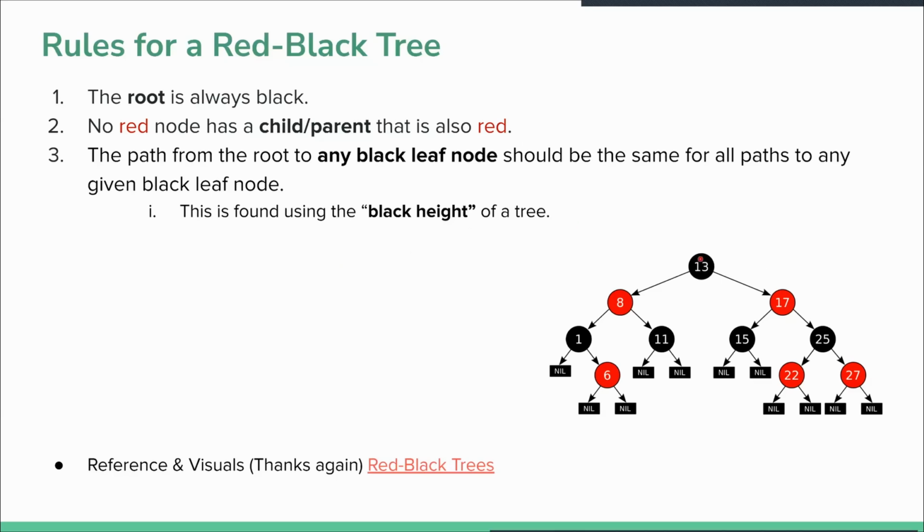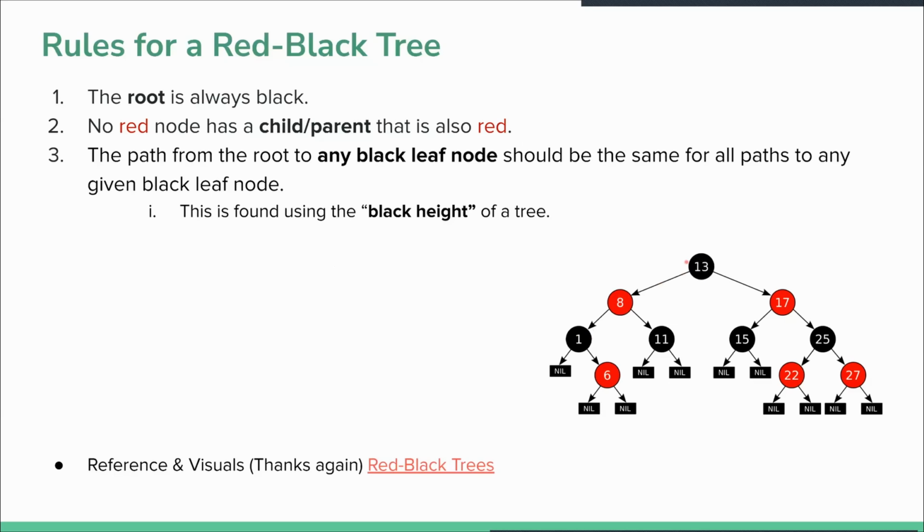It's a black node. The second rule is no red node is going to have a child or parent that is also red. For example, if we look at 8's child, it's not red. If we look at 8's parent, it's also not red. That is a rule or requirement of a red-black tree to guarantee its validity.